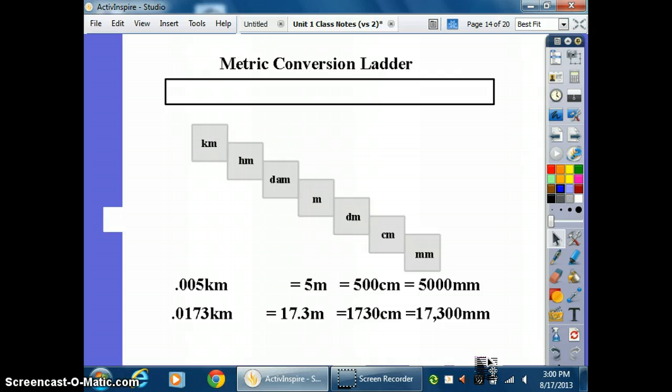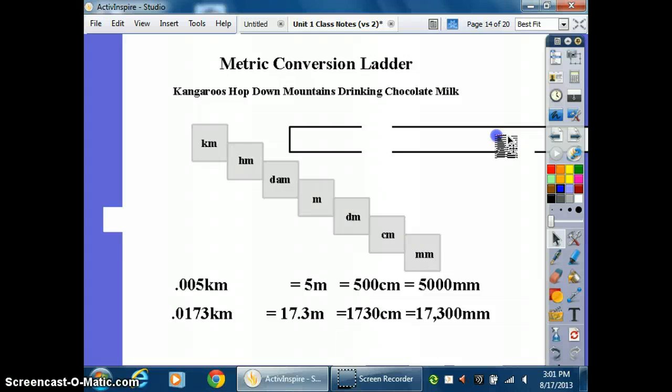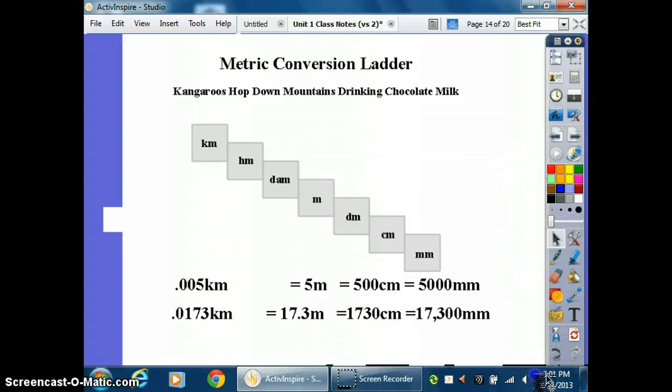Now, a way to remember the steps on the ladder, there is a mnemonic device. This is one that Mrs. Elo used to use here at CJ. Kangaroos hop down mountains drinking chocolate milk. This was a saying that helped you remember what goes in the first box. Kangaroos, kilometers. Hop, that's hectometer, HM. Decameter, DAM. Meter is just M. Decimeter is DM. Centimeter is CM. And millimeter is MM.